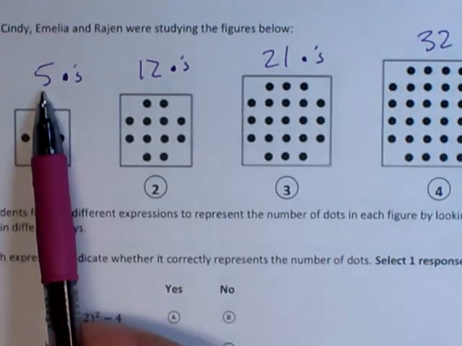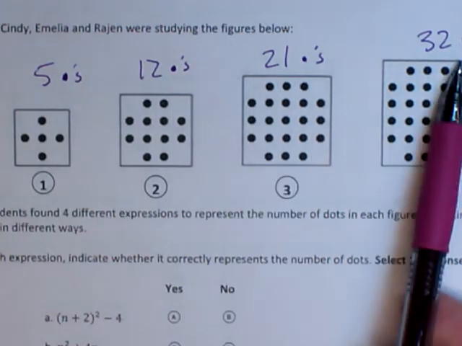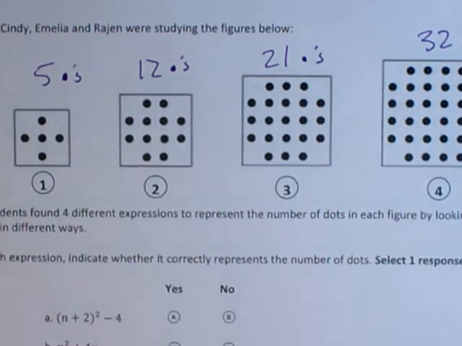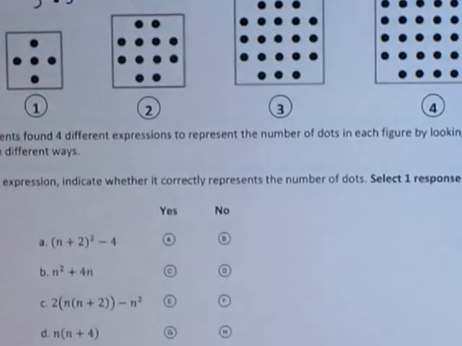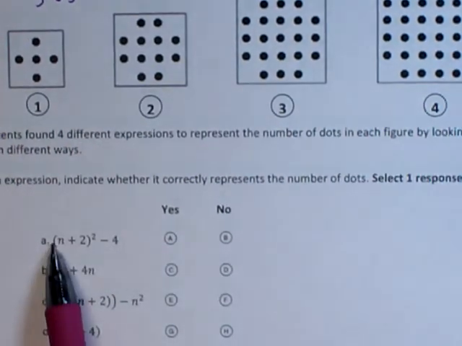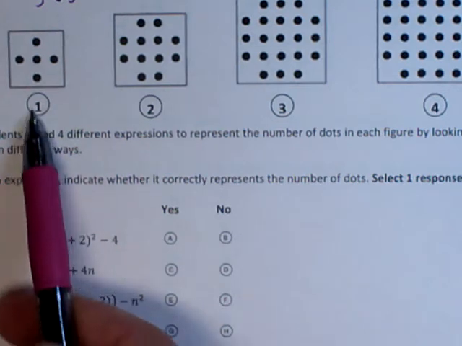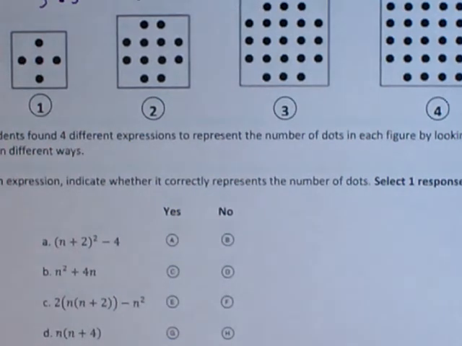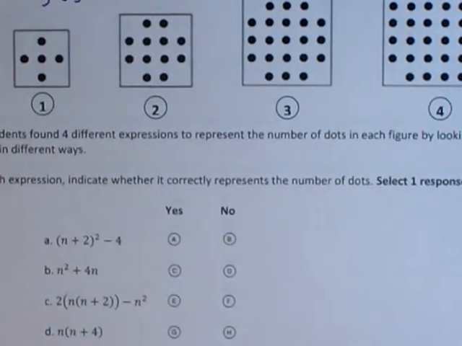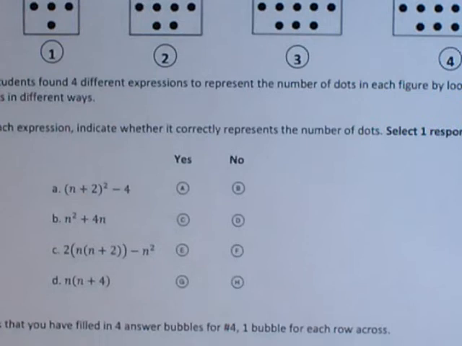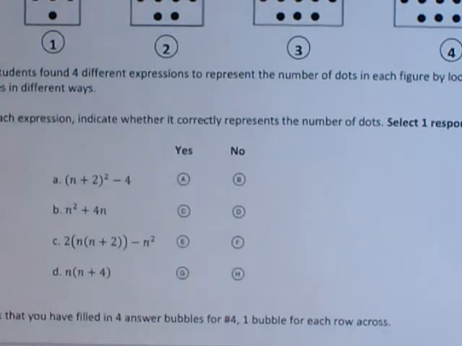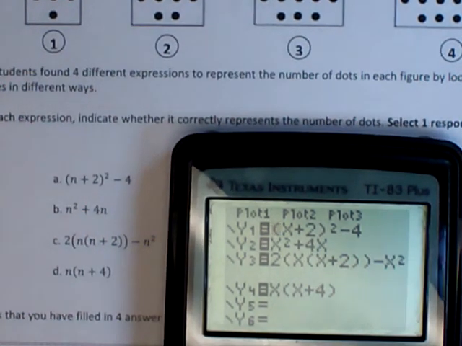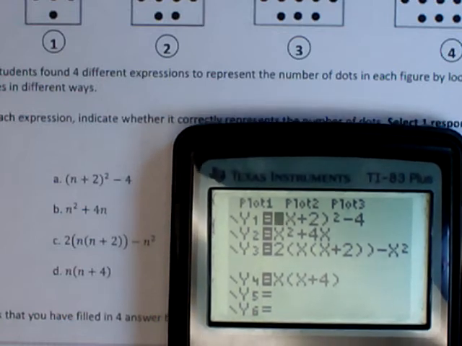So I've done that here: 5 dots, 12 dots, 21 dots, 32 dots, and then to take these expressions and see if when n, the stage number, is 1, I get 5, and 2, I get 12, and 3, I get 21, and so on. I could do that by hand, but to save myself some time, I'm actually going to use my calculator. So I've typed each of these expressions into my calculator.